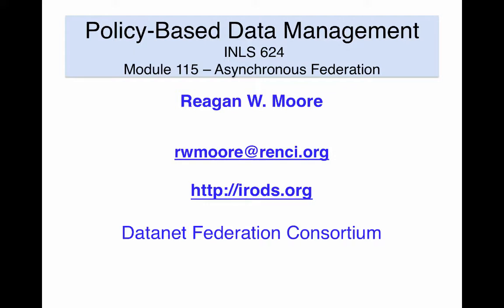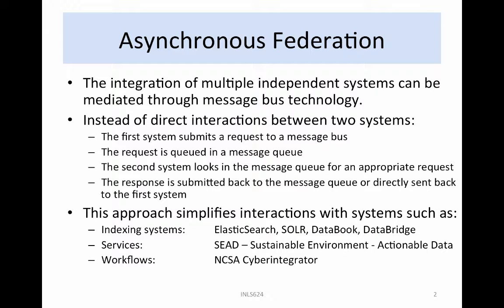Asynchronous federation uses message bus technology to manage information exchange between two independent systems. The integration of multiple independent systems can be mediated through message bus technology. Instead of direct interactions between two systems, the first system submits a request to a message bus. The request is queued in a message queue.